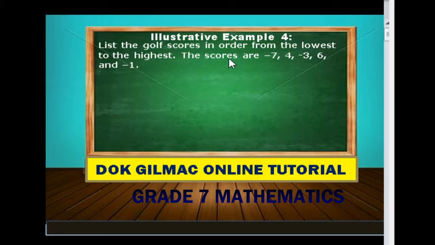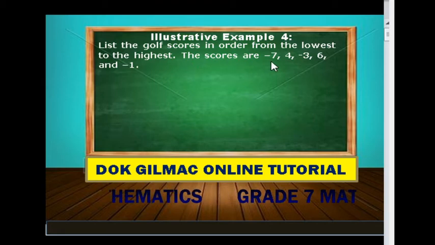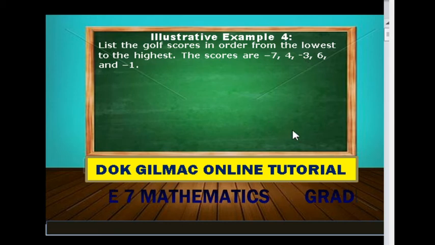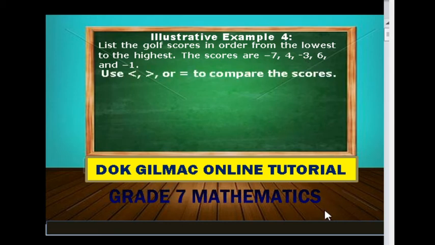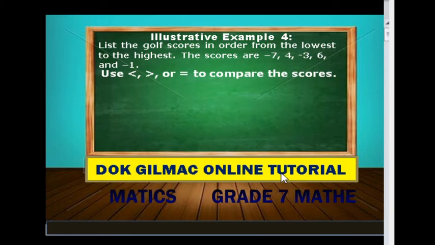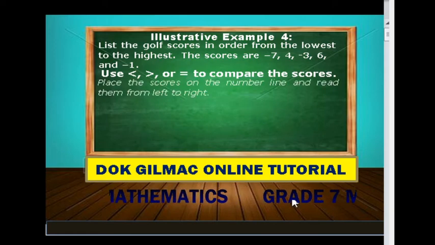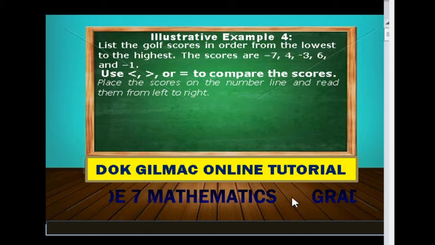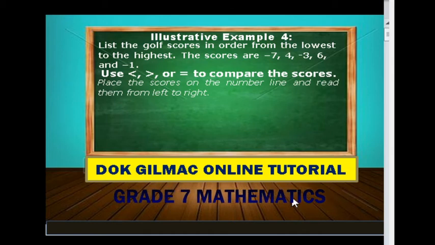List the golf scores in order from the lowest to the highest. The scores are negative 7, 4, negative 3, 6, and negative 1. Use less than, greater than, or equal to compare the scores. Place the scores on the number line and read them from left to right.